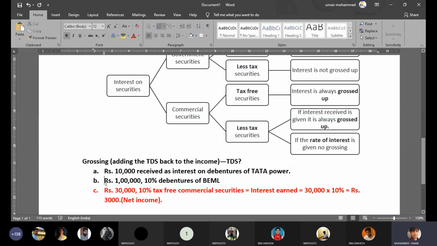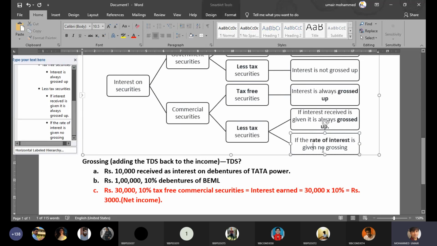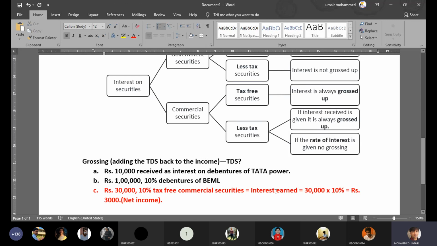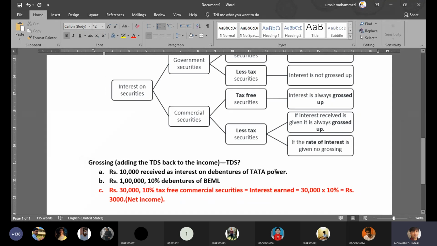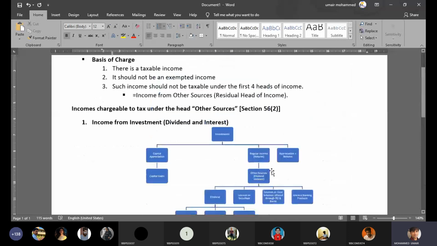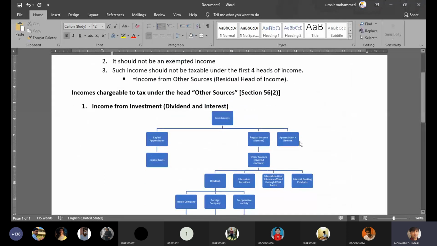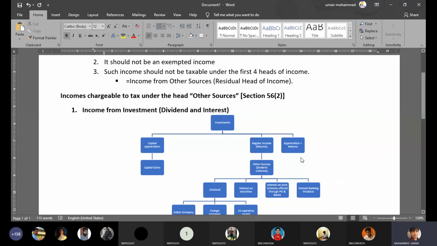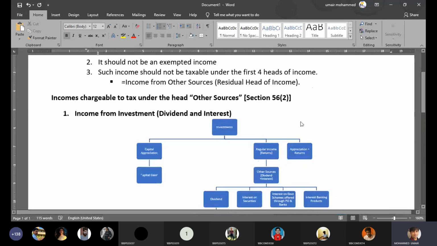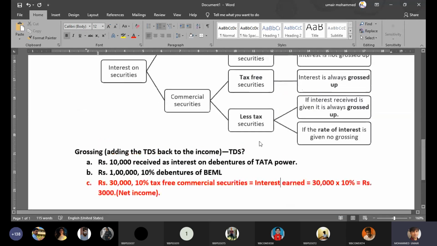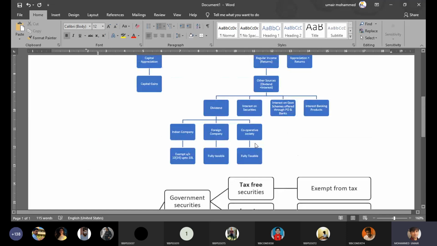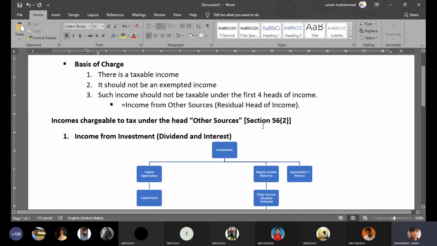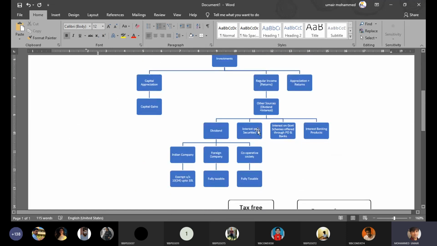In the next example, rupees 1 lakh 10% debentures of BEML. So here the rate of interest is given. So you don't have to do gross, right? So as we do more numerical illustrations, you'll have a better understanding. Now you might find this a little overwhelming. You might think that it's going a little above your head, but don't worry, right? This is just a theory explanation. When we do numerical questions, you will automatically understand what I've explained to you in today's class, right?